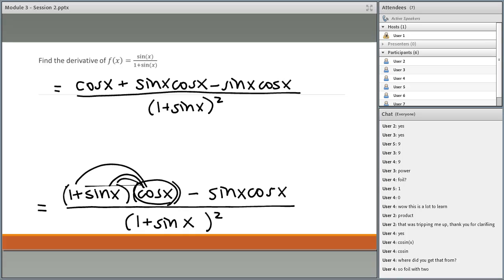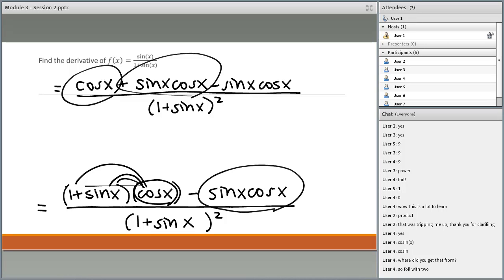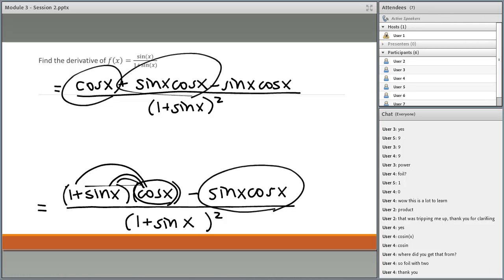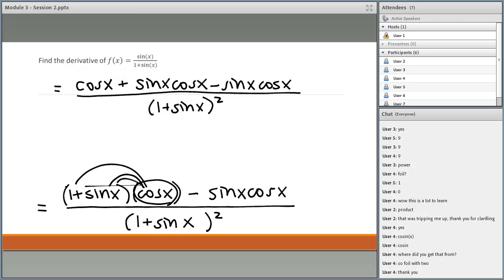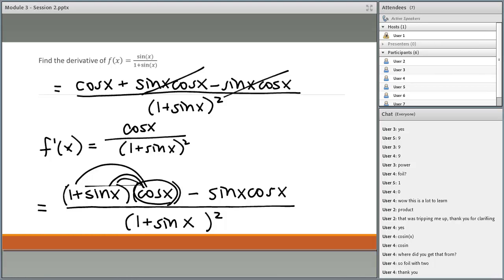So I have the cosine x times the 1, which is where this comes from. And then I have cosine x times sine x, so that's where that comes from. And the other part, that was minus high d low. No problem. And then what happens in the numerator is the sine x cosine x minus sine x cosine x, those cancel. So finally I have cosine x in the numerator over 1 plus sine x, and the whole thing in the denominator squared.